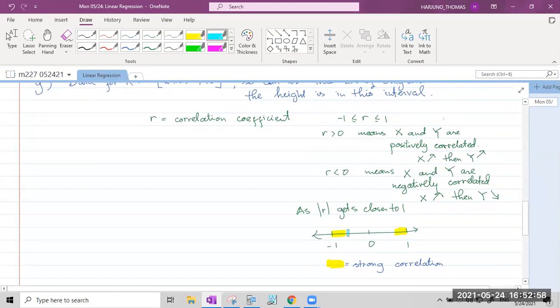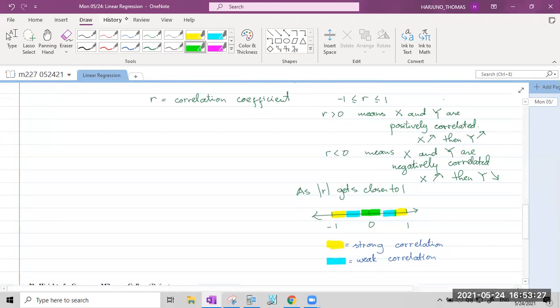Okay, now, let's say it is between 0.4 to 0.7, that's weak correlation. And if it is, let's say, between -0.3 to 0.3, we can say nearly no correlation.